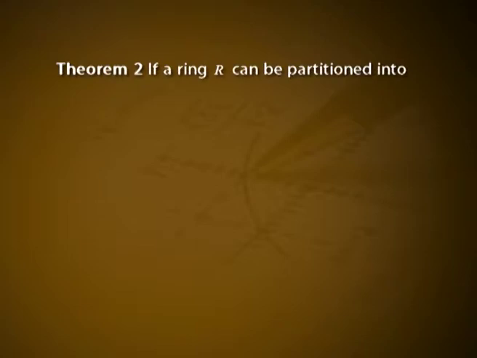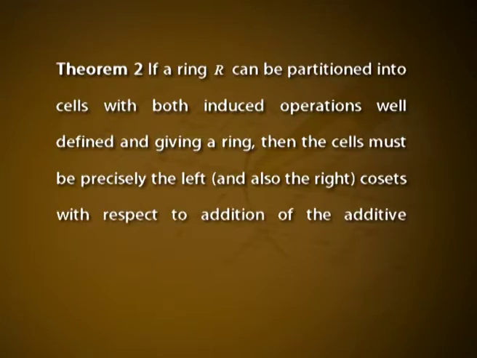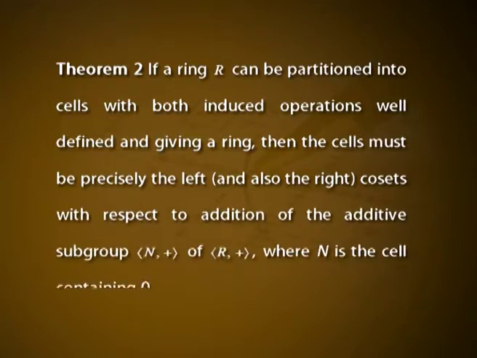The following is a result from group theory. Lemma 2. If a group G can be partitioned into cells with the induced operation well defined and giving a group, then the cells must be precisely the left and also the right cosets of a subgroup of G. In particular, every left coset must be a right coset. Theorem 2. If a ring R can be partitioned into cells with both the induced operations well defined and giving a ring, then the cells must be precisely the left and also the right cosets with respect to addition of the additive subgroup N under addition of R under addition, where N is the cell containing 0.